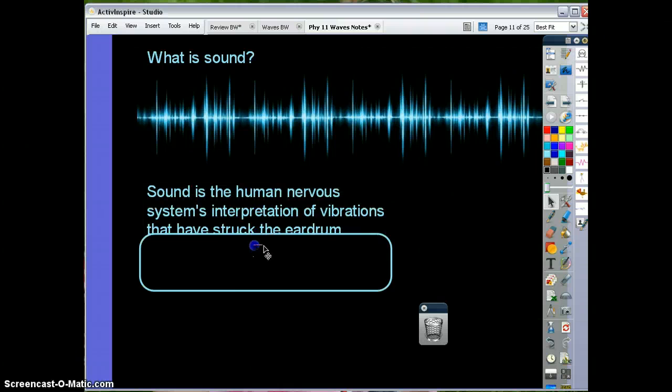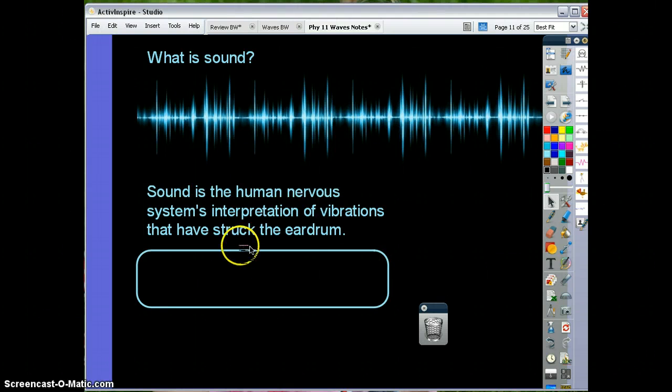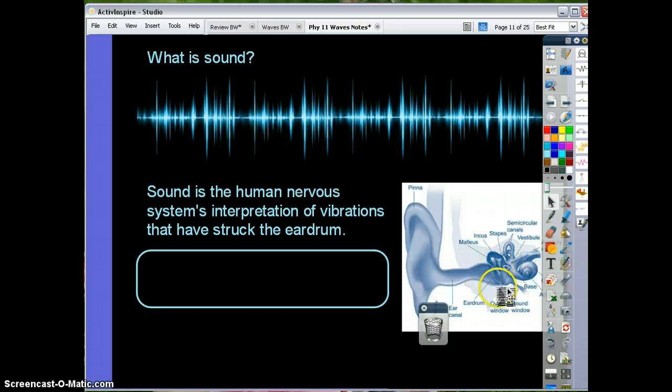So what is sound? Sound is the human nervous system's interpretation of vibrations that obstruct the eardrum. The eardrum being one of the parts of your ear. A lot of times when people who are hard of hearing or deaf, you've had something going wrong in this region.